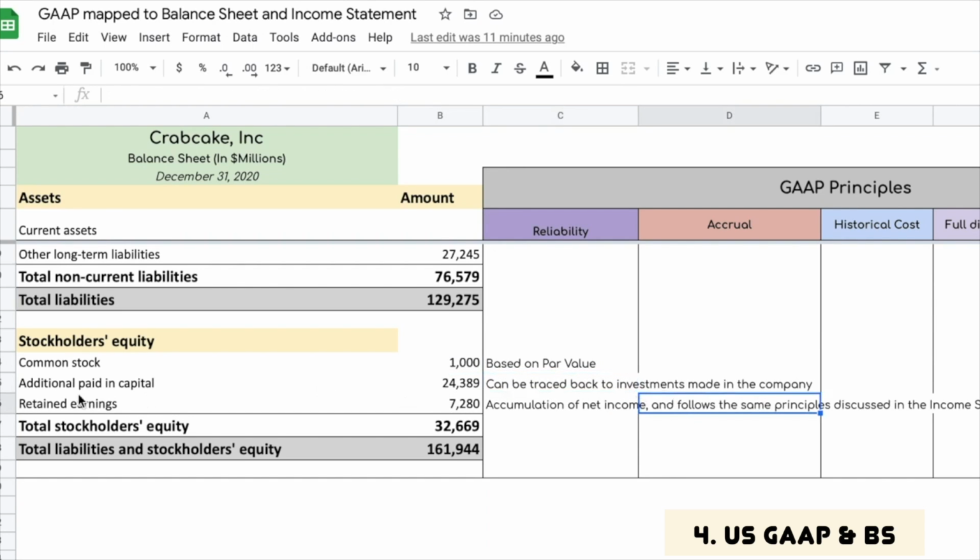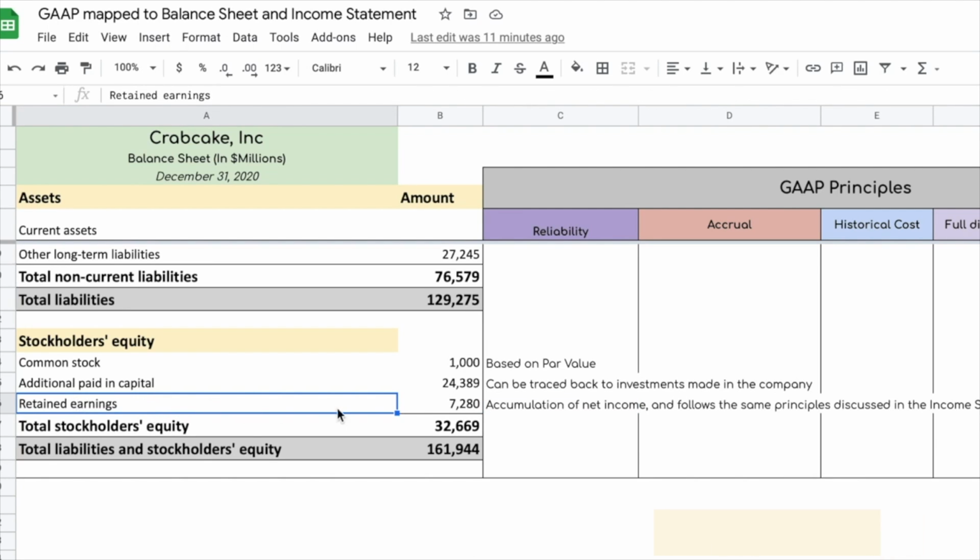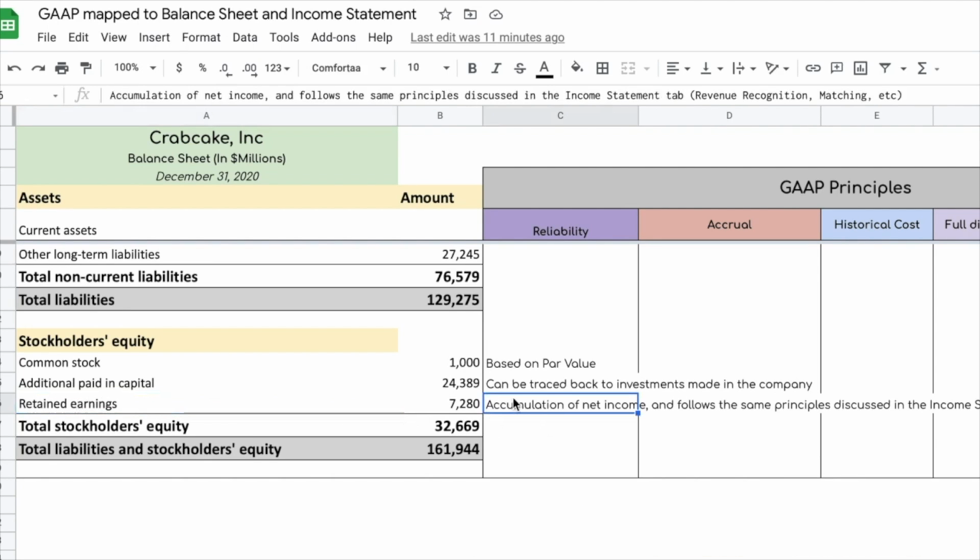Retained earnings, this is an accumulation of net income and follows pretty much the same principles discussed in the income statement tab, which is another video that I made. I'm going to leave a link to it in the description below. But basically, retained earnings is the accumulation of the net income of the business.